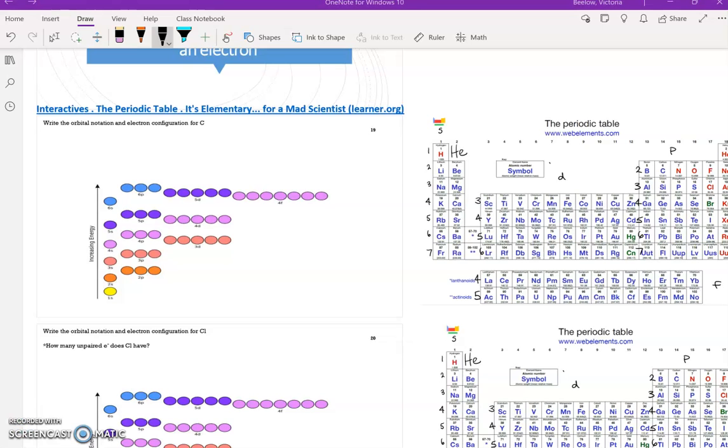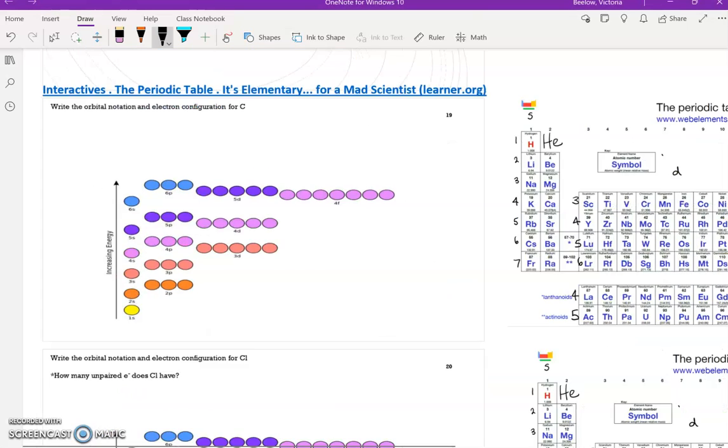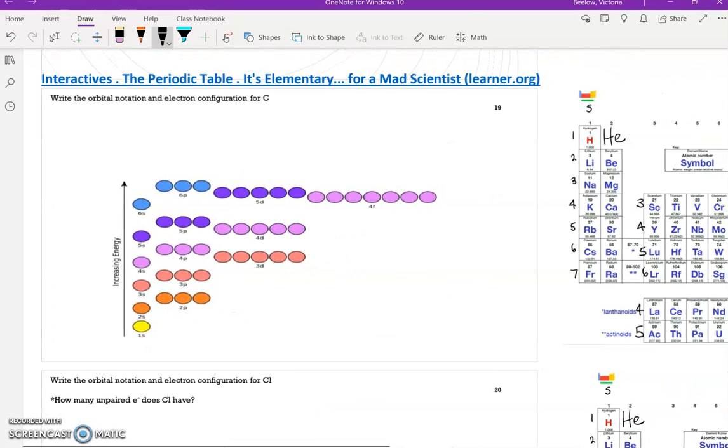Hello, in this video I'm going to be going over orbital notation and electron configurations and how to write those using our periodic table. So the first thing we're going to start with is writing the orbital notation.